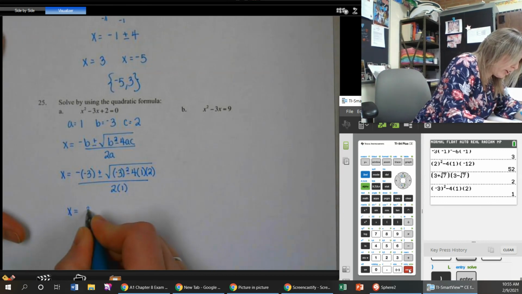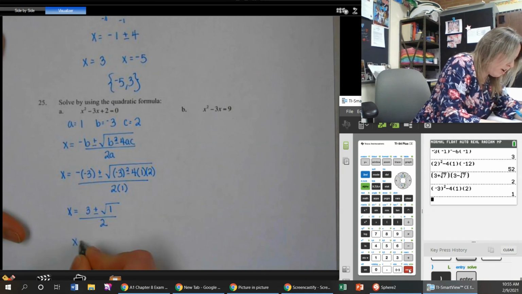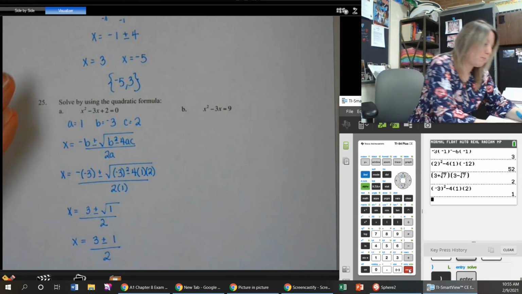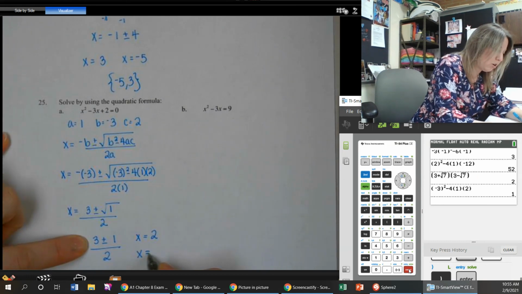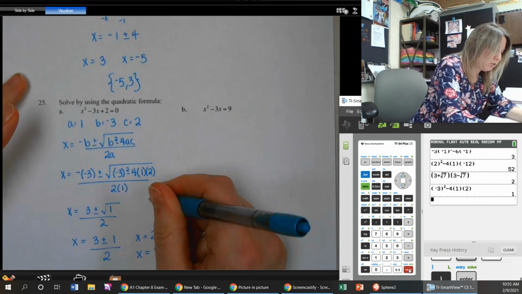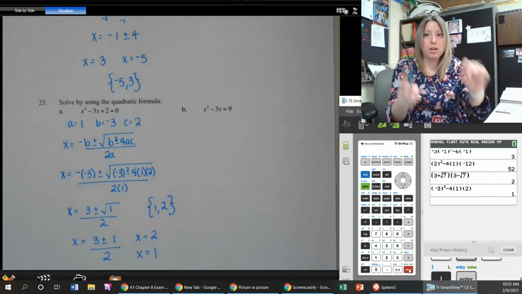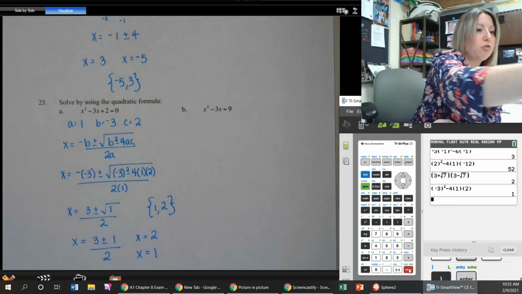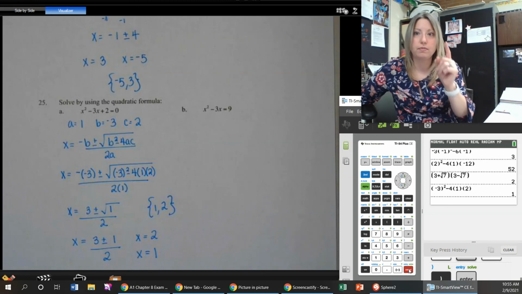x equals 3 plus and minus the square root of 1 divided by 2. Well, the square root of 1 is 1. So now what I've got is 2 of these, right? 3 plus 1 is 4. 4 divided by 2 is 2. 3 minus 1 is 2. 2 divided by 2 is 1. So my answer here, 1 and 2. If they are integers, make sure you actually finish them because they are like terms. You have to actually add and subtract to get those answers.